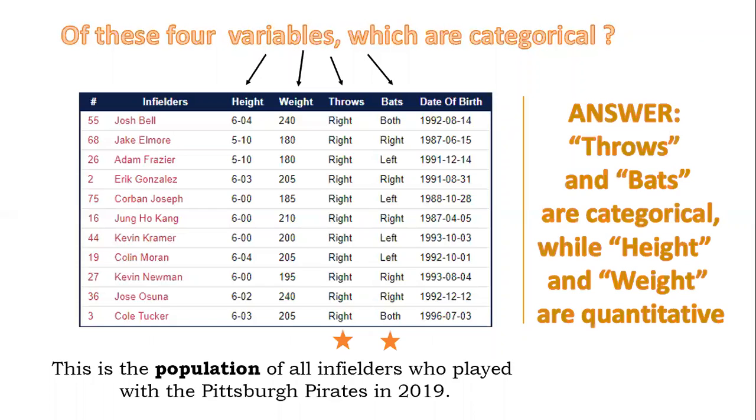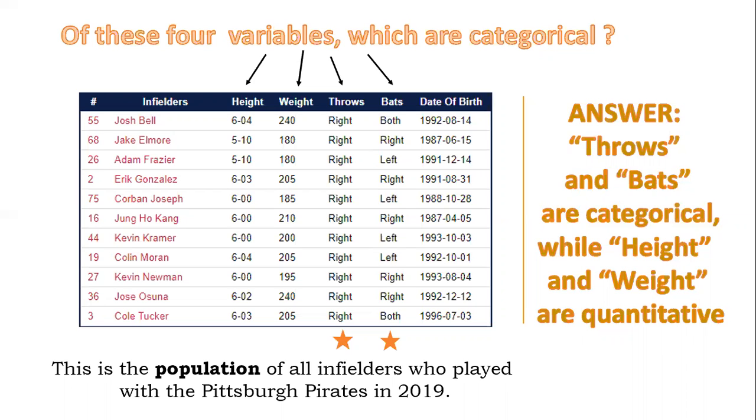Height and weight are quantitative variables. We can do arithmetic on them. For example, we could ask, what's the difference between the tallest height of a Pirate infielder and the shortest height? We could subtract. Or we could add all the weights together and divide by 11 and find the average weight. Height and weight are quantitative variables. But the variables throws and bats are categorical. We wouldn't do arithmetic with values like right and left and both. So if you said throws and bats, you were correct.